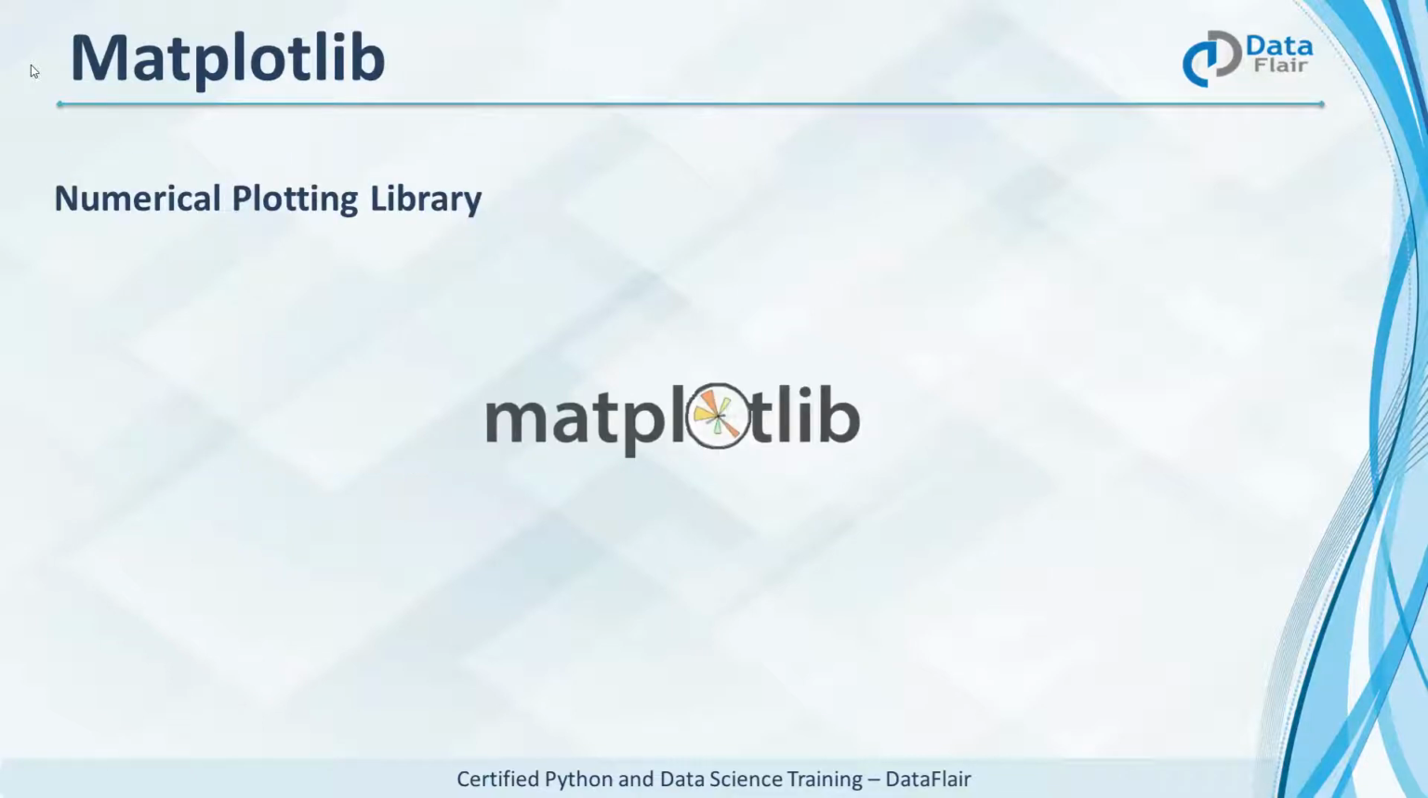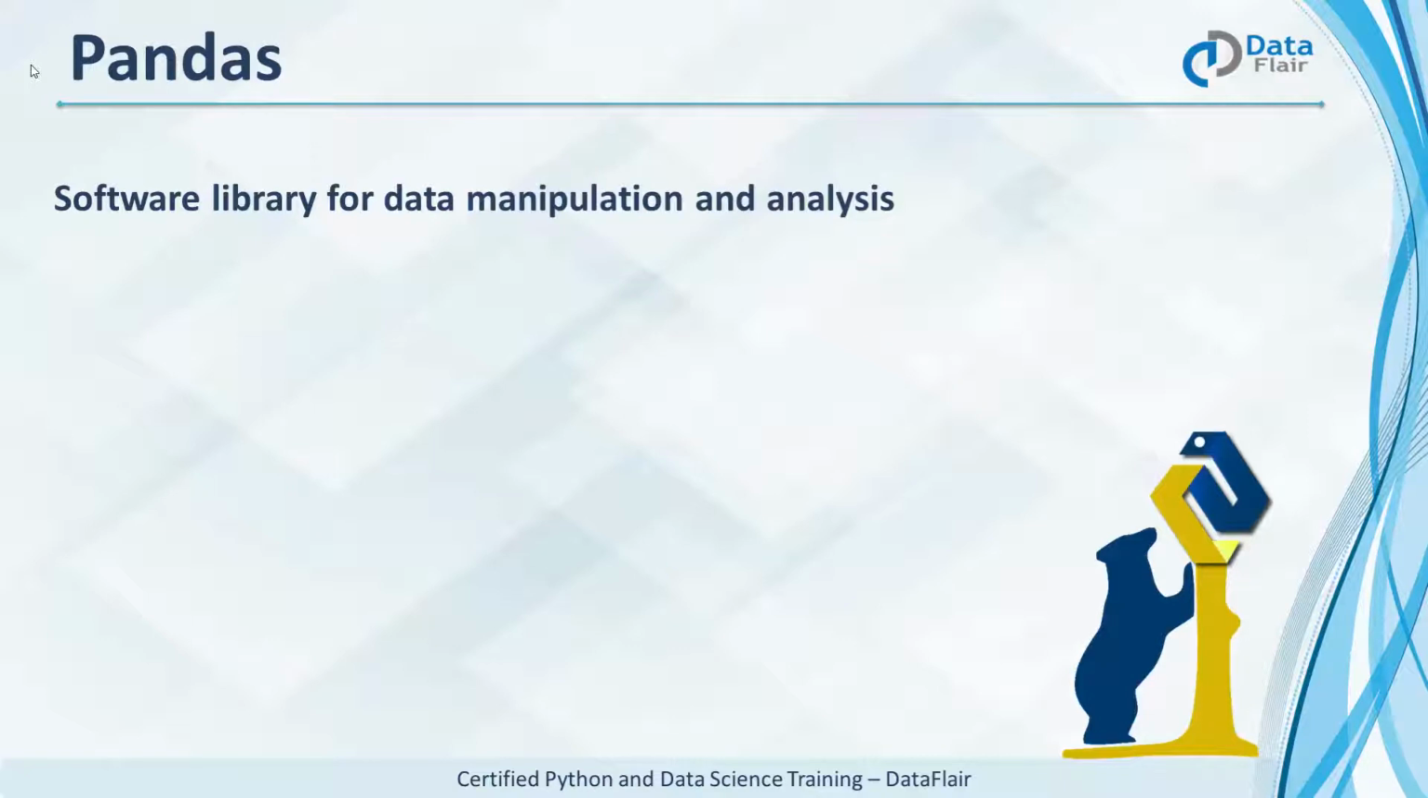Matplotlib is a numerical 2D plotting library. It delivers an object-oriented API for embedding plots into applications. It generates publication quality figures. Pandas is a software library that helps us manipulate and analyze data. It has data structures and operations for manipulating numerical tables and time series.